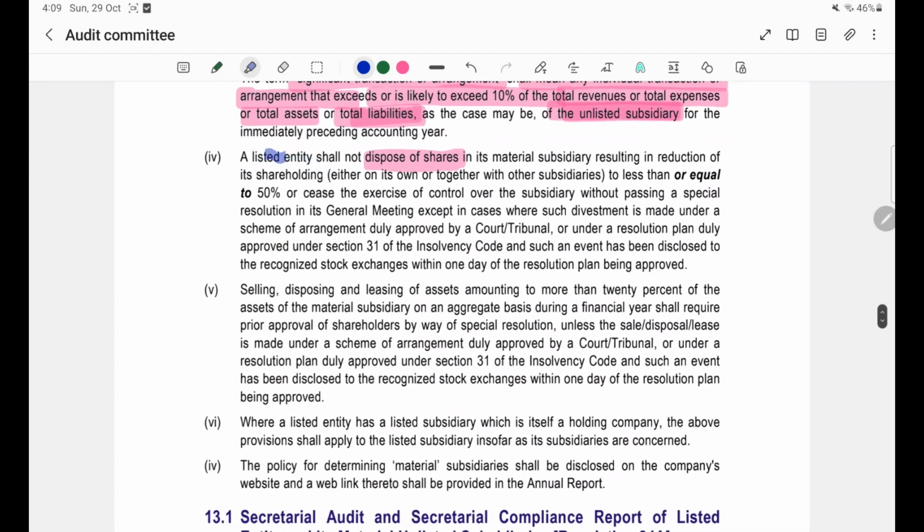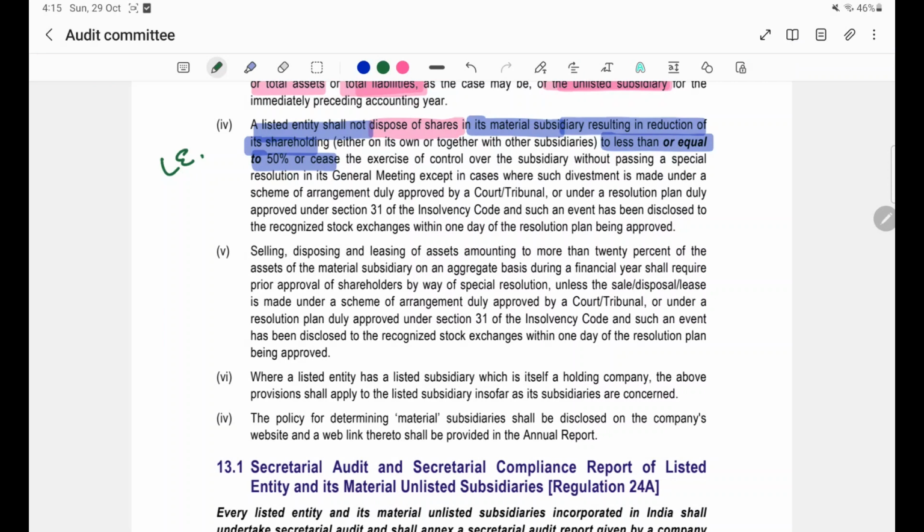Then in the fourth point, again the limit is related to the disposal of shares. A listed entity shall not dispose of shares in its material subsidiary, resulting in reduction of its shareholding to less than or equal to 50%. So one is the listed entity and one is the material subsidiary. So what should the listed entity not do? It shall not dispose of shares in its material subsidiary, resulting in reduction of its shareholding. When the listed entity disposes of shares in its material subsidiary, of course its shareholding will reduce. So it should not reduce to less than or equal to 50%.